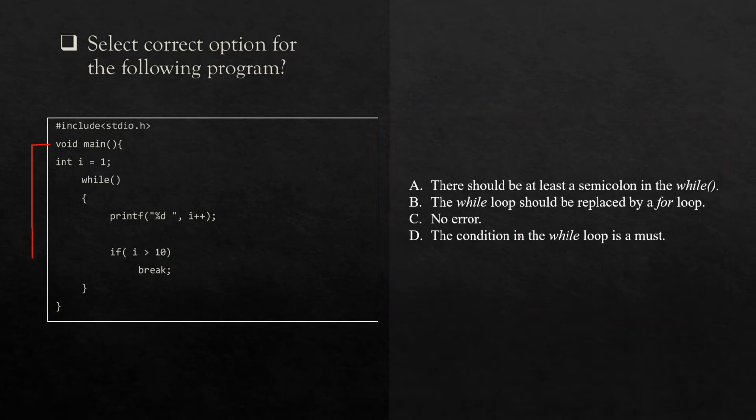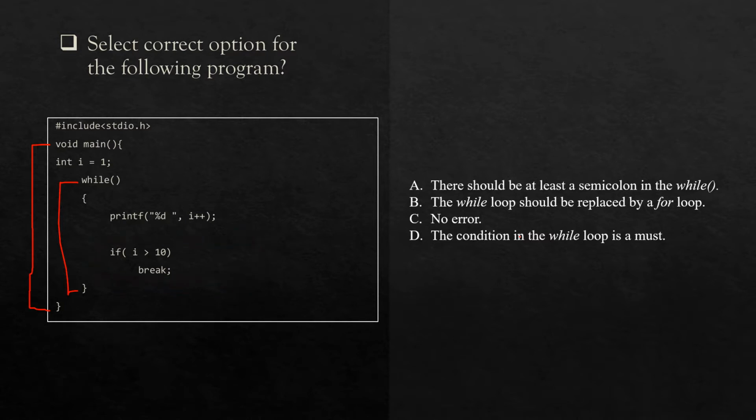In this program we have a main function, and inside main function we have a while loop, and before the while loop we have a declaration of a variable I. It is initiated with a value of 1, and inside the while loop we have a printf statement which is printing the value of I, and it is incrementing inside it. This is a post increment of I variable, and after this we have a conditional statement, that is if statement. If the value of I will be greater than 10, then the loop will break.